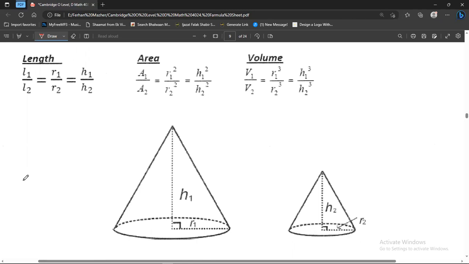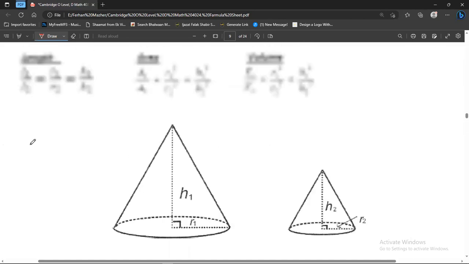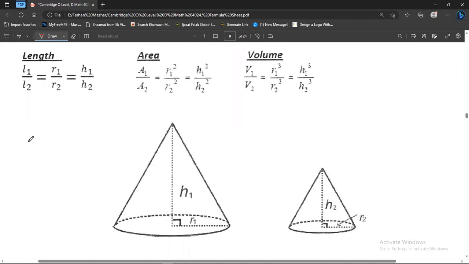The ratio of the areas for similar solids, area 1 by area 2, is the square of the ratio of their sides. So area 1 by area 2 can be R1 by R2 whole square, or H1 by H2 whole square. For volume, mass and capacity, remember these three words: volume, mass, capacity. The ratio of volume 1 by volume 2 will be equal to the cube of the ratio of the sides. For example, R1 cube divided by R2 cube, or height 1 cube divided by height 2 cube. So these are similar solids, and this formula is applicable.